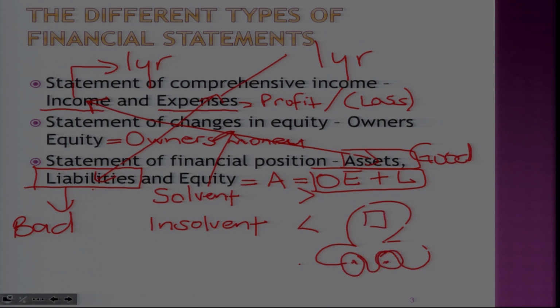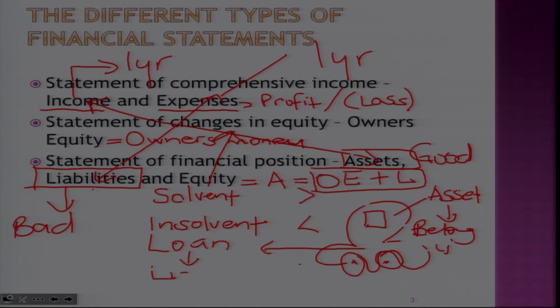Right? You buy a car. This car is an asset. Why? Because it belongs to you. But how did you pay for this car? You made a loan at the bank. Now this loan is a liability because you still need to pay the bank its money, right?